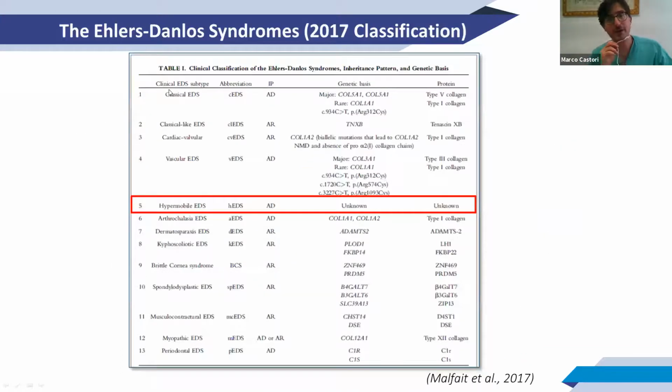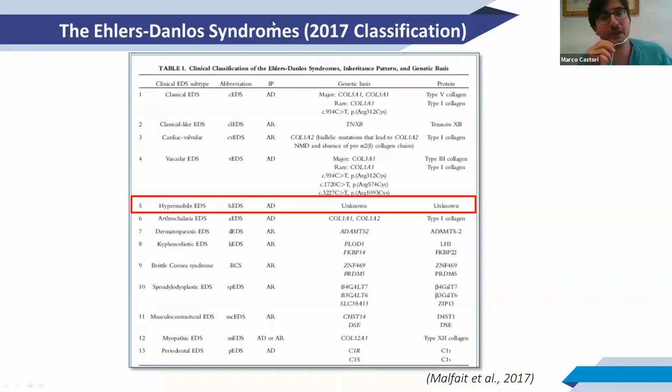The current classification identifies at least 13 types of EDS. Twelve of these 13 types have a known molecular basis, so these 12 types can be confirmed, and should be confirmed, at the molecular level by molecular testing. The hypermobile EDS is still the unique, apparently Mendelian form of EDS without a known molecular basis. So, in the presence of hypermobile EDS, molecular testing is, by definition, negative.